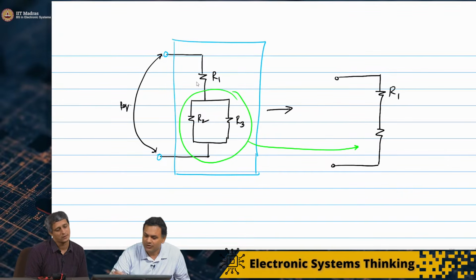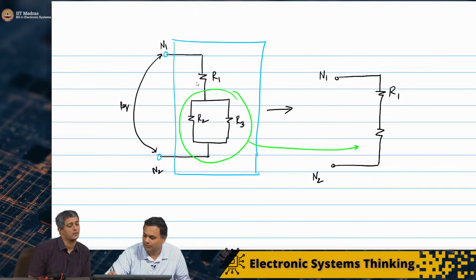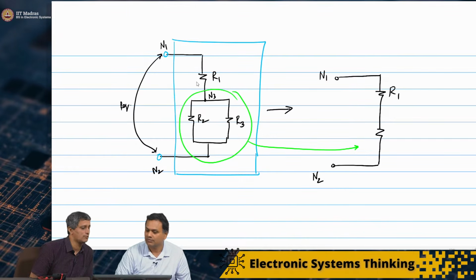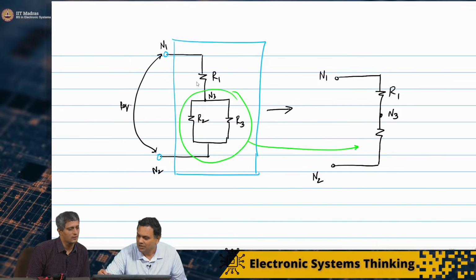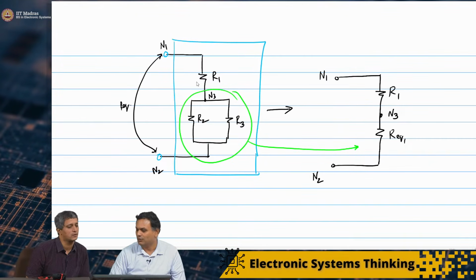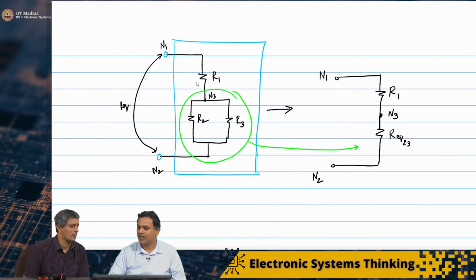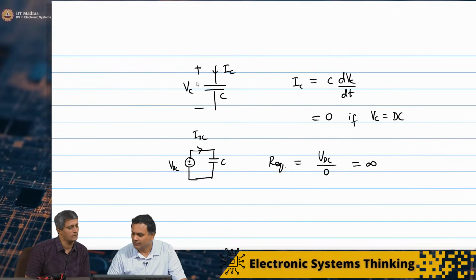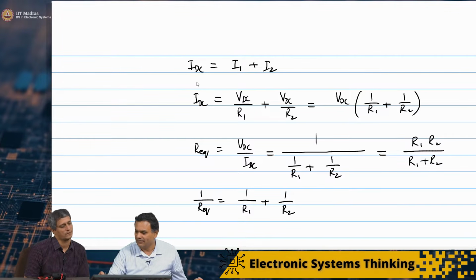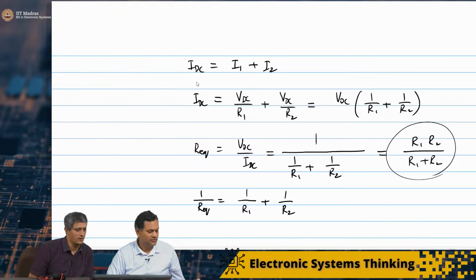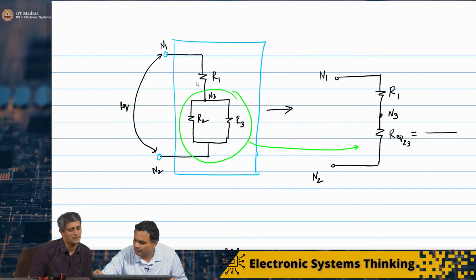Maybe I'll start naming these nodes N1, N2, and maybe I'll call this N3, so that we keep track. Nodes N1, N2, N3 are defining the network. So I am going to call this R equivalent 2, 3. And I think we saw that if you have two of them, it is the inverse of that, which can actually be simplified as R1 R2 by R1 plus R2. So in our case, we will have R2 R3 by R2 plus R3.